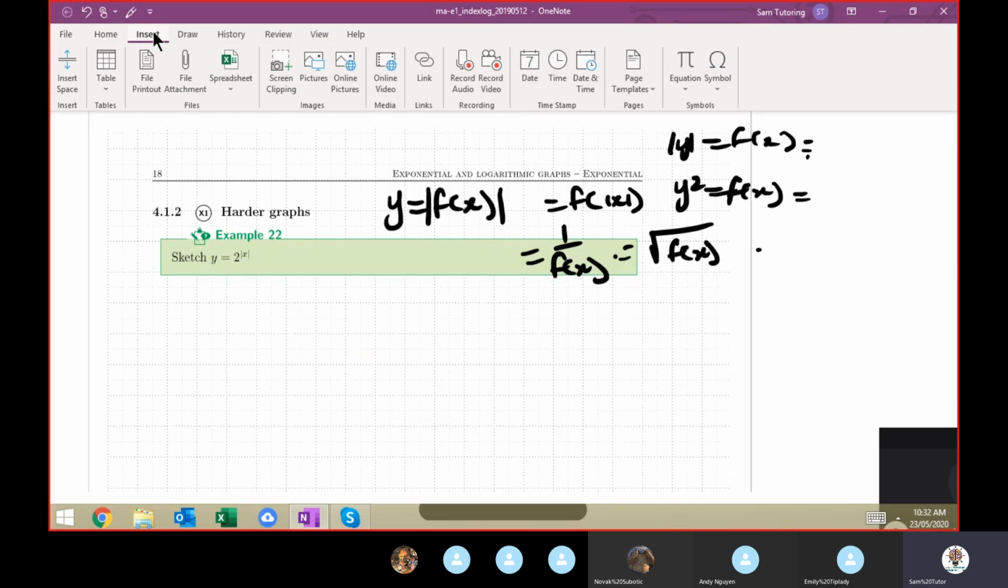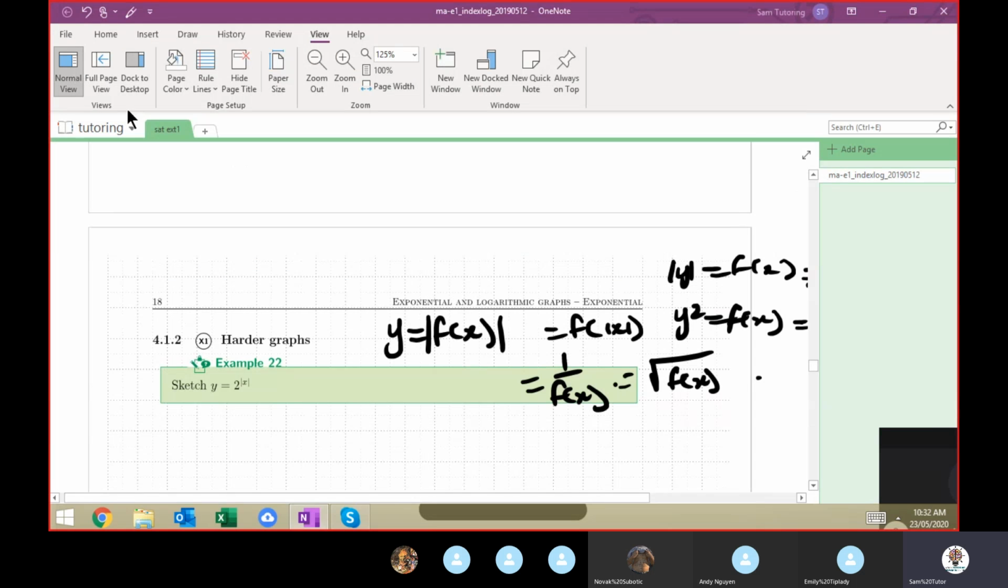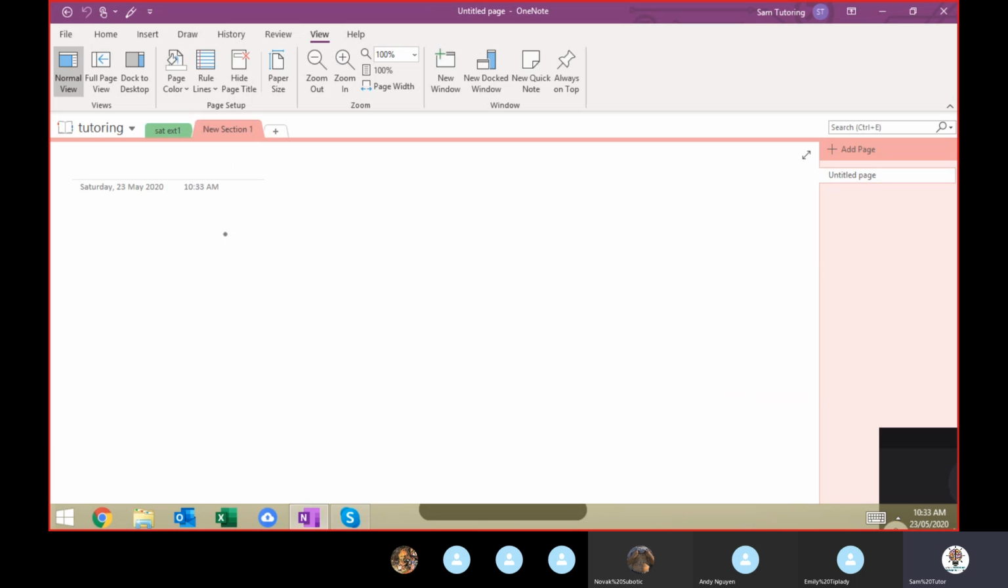Control with touch. What are we trying to do? We're trying to insert. I need a page. I never inserted a page here actually, but you know what I meant to do? We go view, normal view, and then just go here. And I should be able to write on that, right?